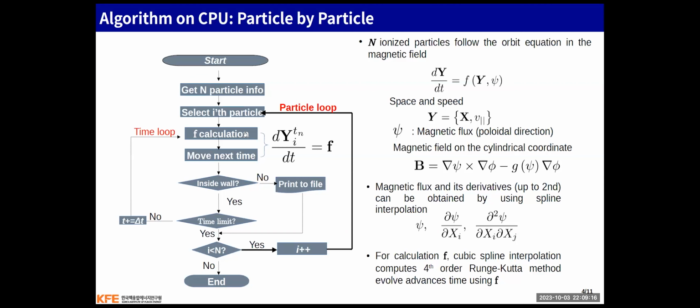So this is the flow chart. At first we calculate the evolution function and move to the next time, and we check whether this particle is inside the wall or not. If the particle is outside of the wall, then we move to the next particle. But if the particle is inside the wall, then we check the time, and if the time is shorter than the time limit, then we repeat this procedure. After running all particles, we output the data to files, and then we end the code run.